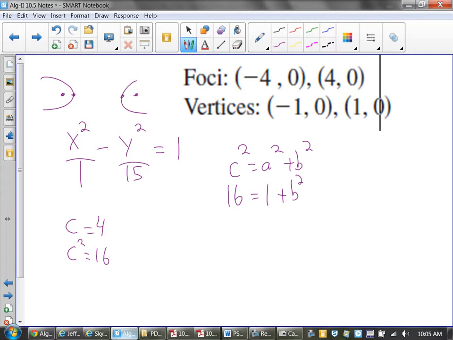Hyperbolas aren't too frightening, are they? You don't have to rationalize it, right? No, you just have to find out what b squared is. You don't have to do anything else.